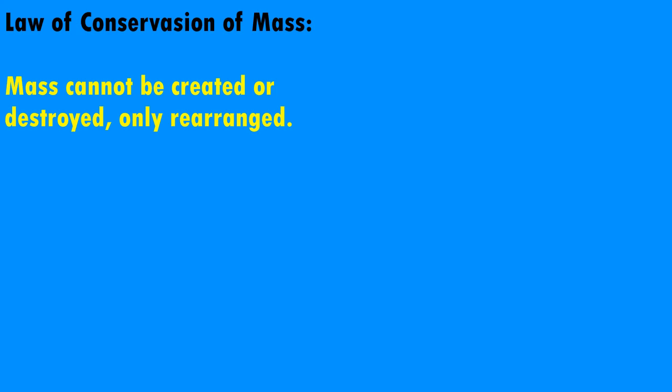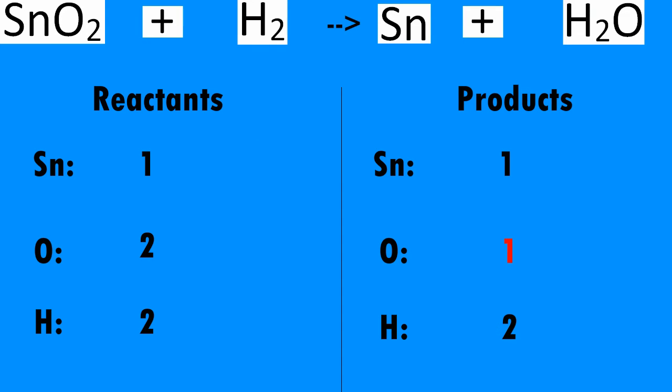So, let's look at an example here. Do you have an example, number three? Let's take the example SnO2 plus H2 makes Sn plus H2O. Now, if you count the Sn atoms, there is one on the product side and one on the reactant side. And if you count the hydrogens, there are also two on one side and two on the other side. However, the oxygens, there are two on the reactant side, while only one on the product side.